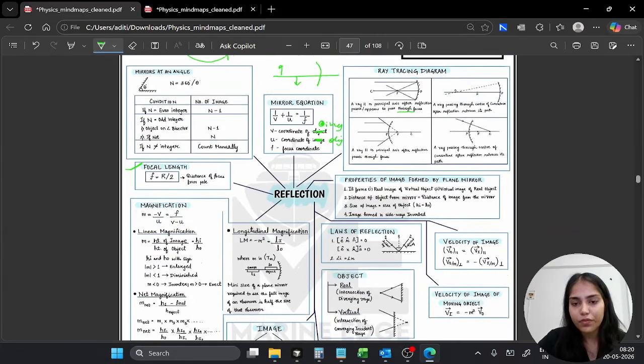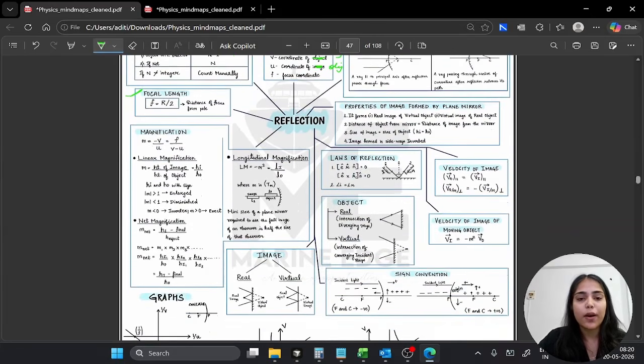Now, next we have properties of the image formed by a plane mirror. If you're talking about a plane mirror, the image is always virtual. It is of the same size as the object. The height of the image is always the same, and it is formed at the same distance behind the mirror as you are standing in front of it. One more thing: to actually see one's whole self in a mirror, the height of the mirror should be greater than half of the person's height.